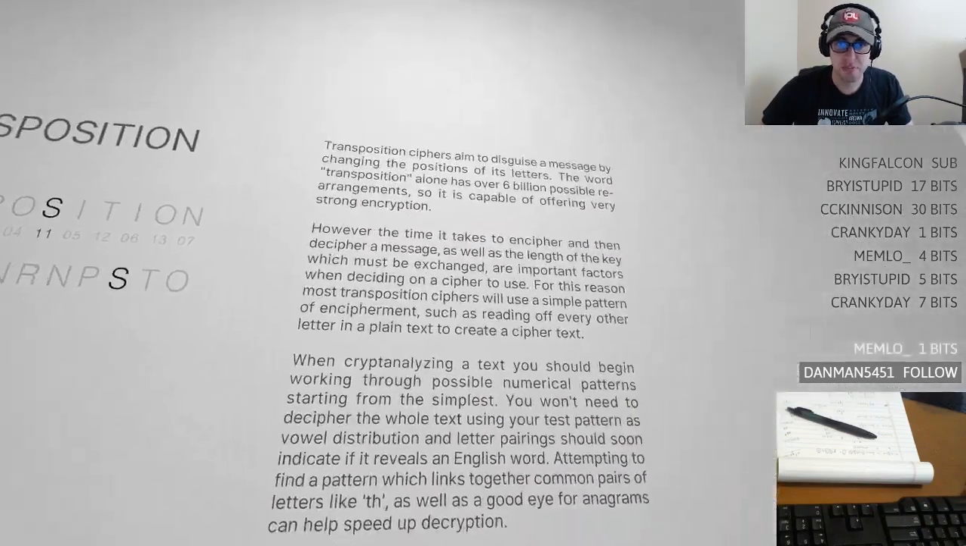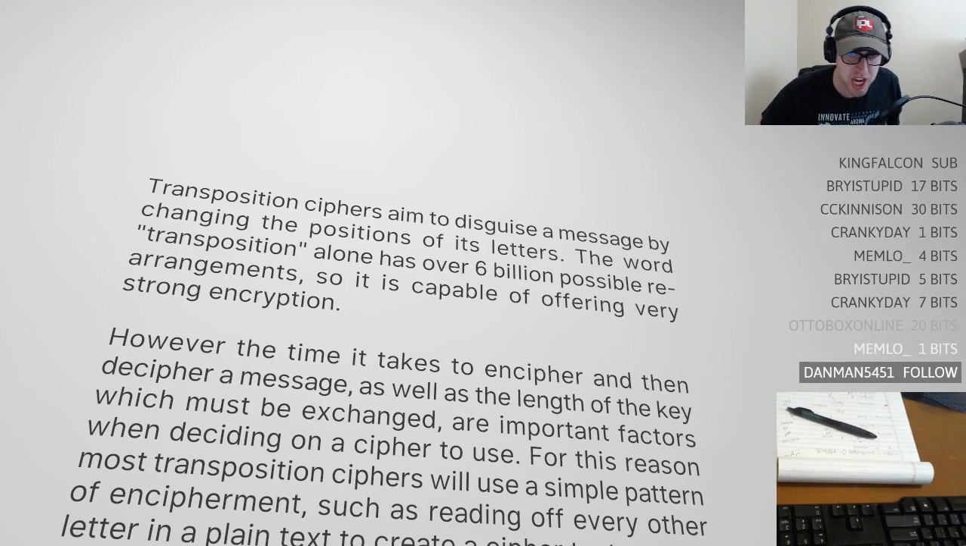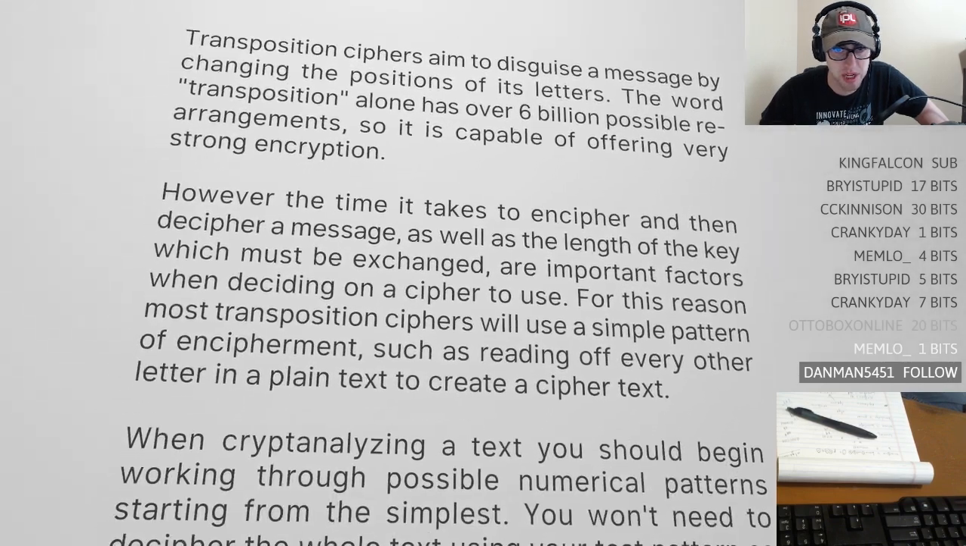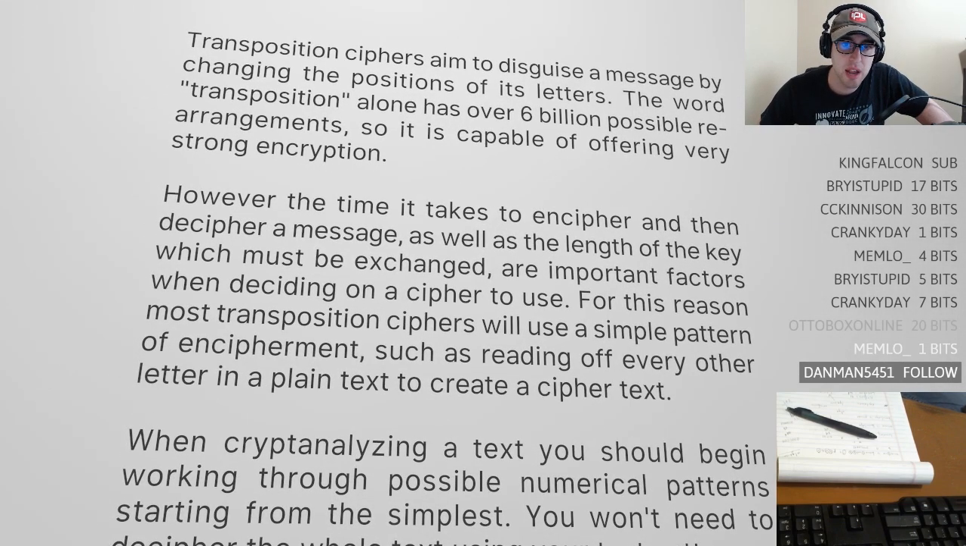Transposition. Transposition ciphers aim to disguise a message by changing the positions of its letters. The word transposition alone has over 6 billion possible rearrangements, so it's capable of offering very strong encryption. However, the time it takes to encipher and then decipher a message, as well as the length of the key which must be exchanged, are important factors when deciding on a cipher to use. For this reason, most transposition ciphers will use a simple pattern of encipherment, such as reading off every other letter in a plain text to create a cipher text.